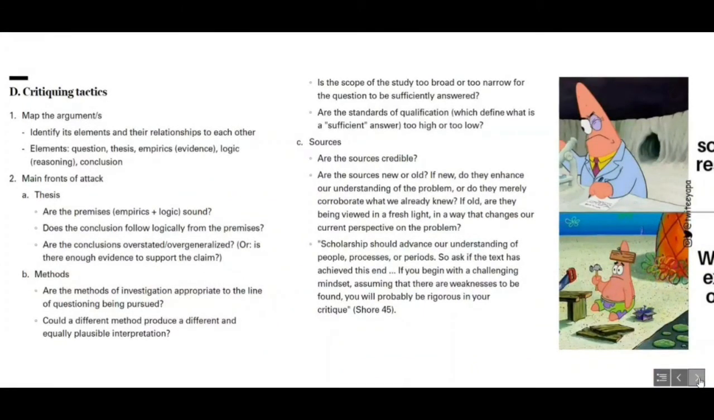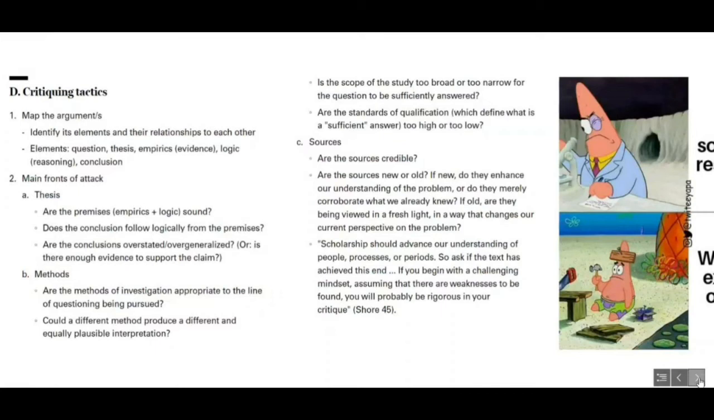Zachary Shore also presents some techniques for mapping or for criticizing a piece of work that you are asked to do a review of or that you are asked to criticize. So first, you map the arguments, meaning you identify the main elements of the argument, such as the thesis, the empirics, the logic, and then their relationship to one another.